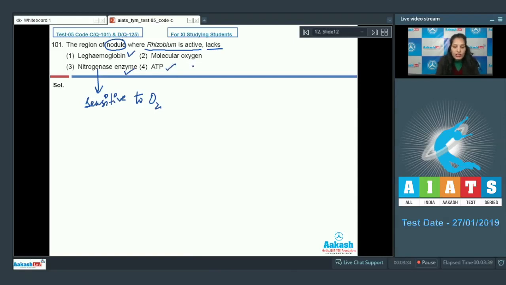Second option is the molecular oxygen. No, the molecular oxygen is not required. The region of the nodule where rhizobium is active lacks the molecular oxygen because nitrogenase is sensitive to oxygen. So the correct option for the given question is option number 2. Let's move on to the next question.